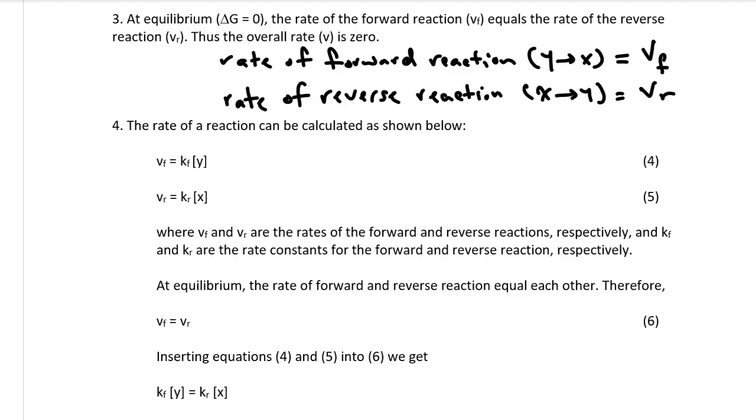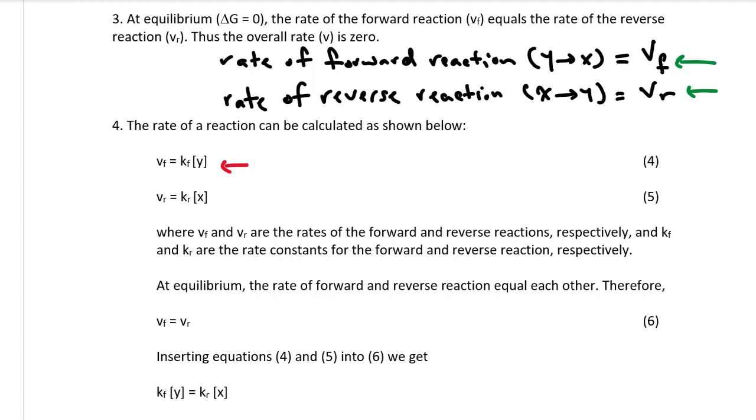Okay, so continuing, we already defined what is VF and VR, and we have it right here. Now we're going to actually show the equations for velocity forward and velocity reverse. So velocity forward and velocity reverse can be shown as follows. VF equals KF, little k, times the concentration of the reactant.